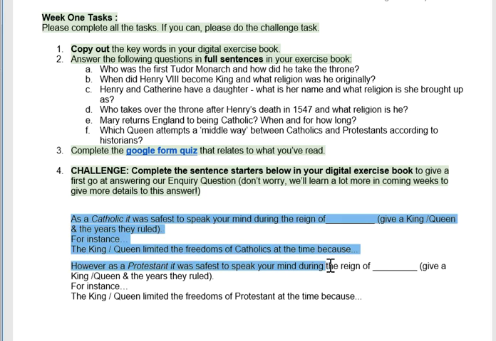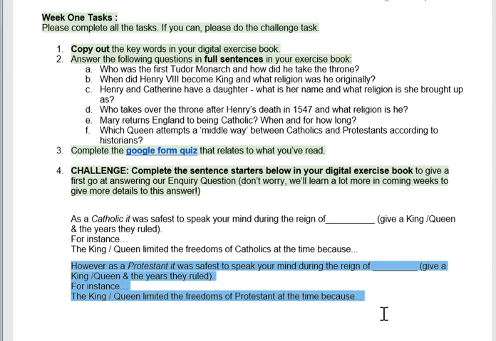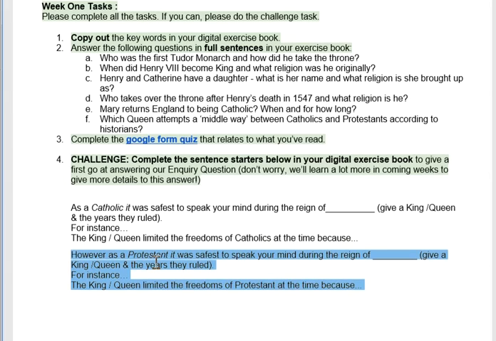These are some sentence starters that you can use to try and answer this question. And again, please give it a shot. I think you can challenge yourself, guys. You've got the time. Hopefully you've got the space to do it in your digital exercise book.